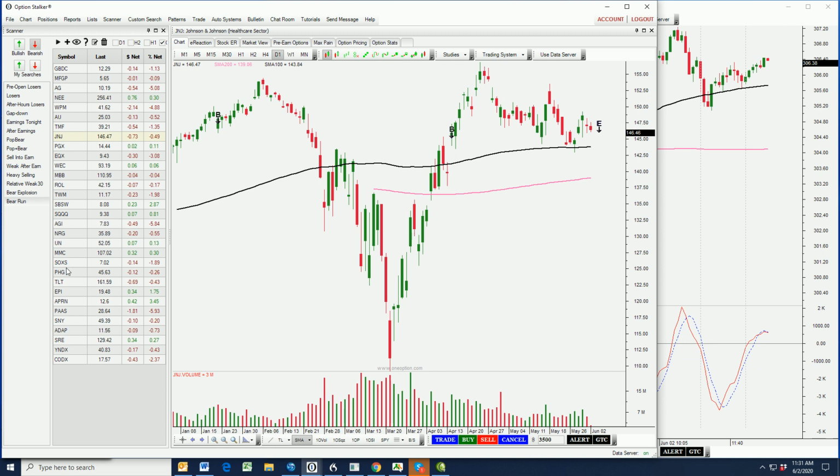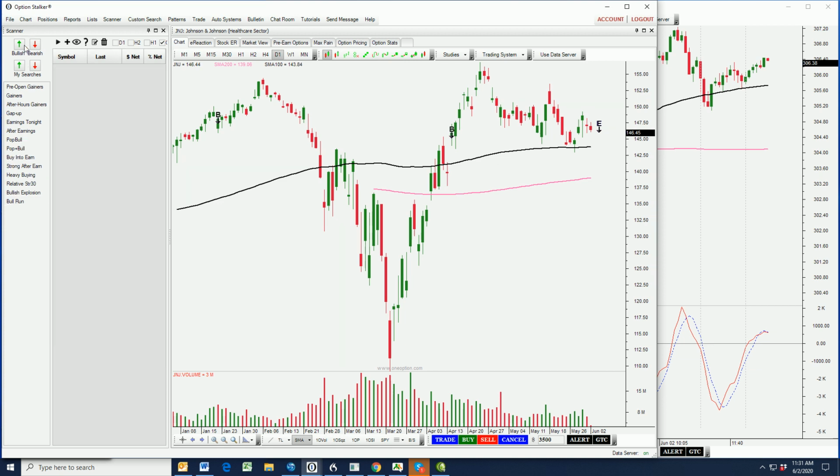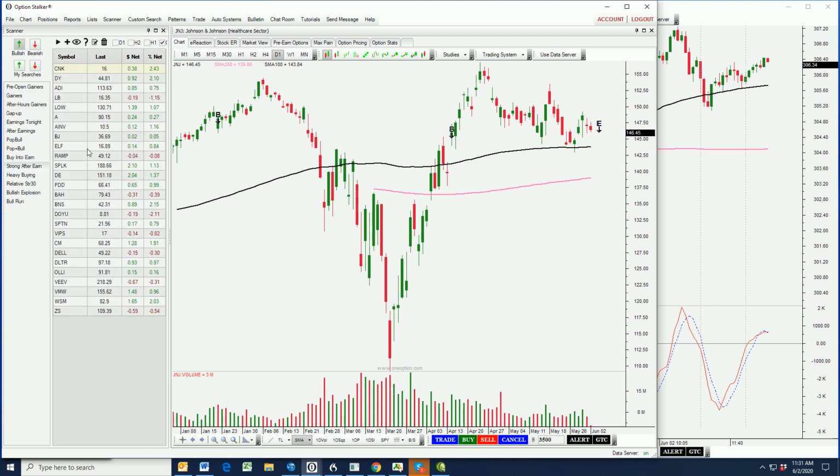So let's take a look at the long side. I've got a couple of stocks for you there. And I'm going to go right into the bullish search. And since I'm looking for a swing trade on the long side, what I'm going to be looking for is a strong after earnings search. All of these companies have reported in the last 2 weeks. So the earnings reports have been fairly recent.